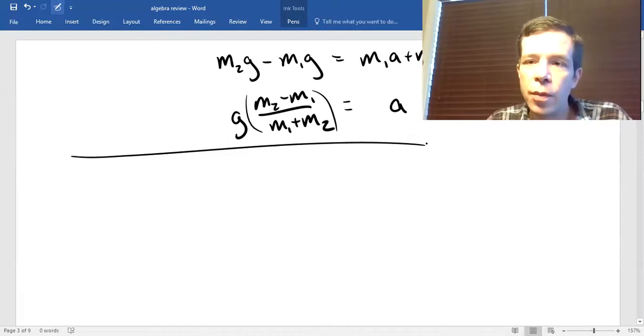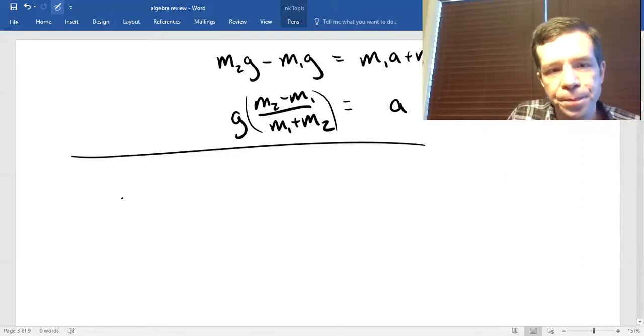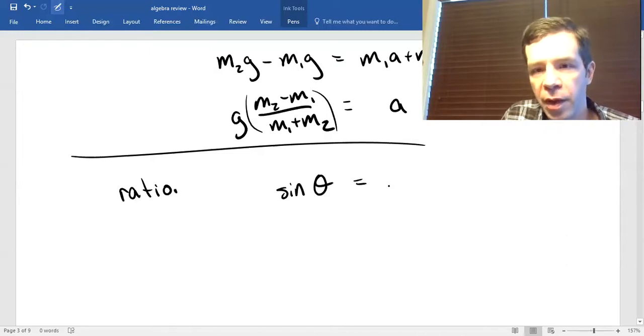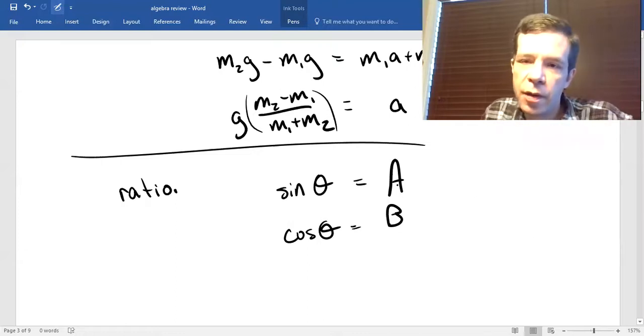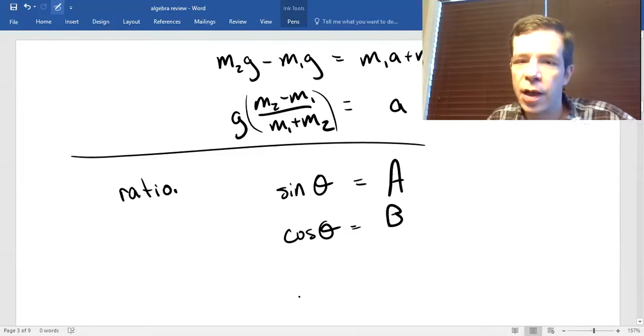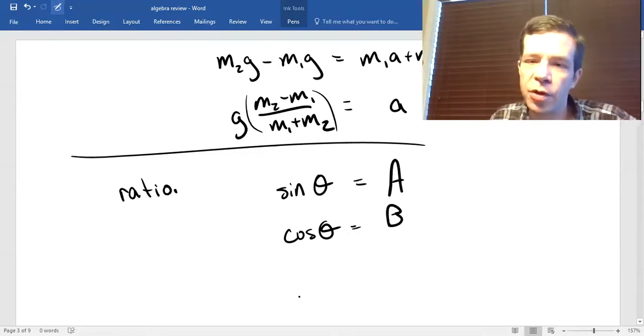One more thing I want to do is consider a ratio. You may end up where you have sine theta equal to something, we'll call it A, and cosine theta equal to something, we'll call it B. And these are some numbers that you know, and you want to know what those are. You can do inverse trig functions and get numbers and plug them in, and you're taking like the sine of the cosine inverse of a bunch of numbers.